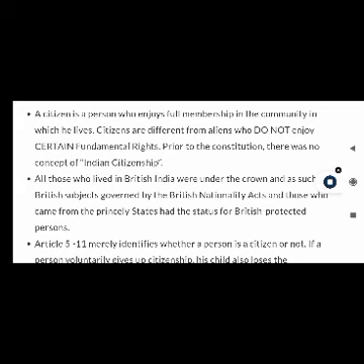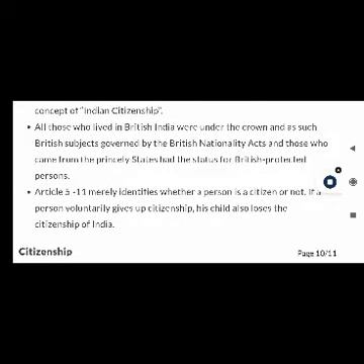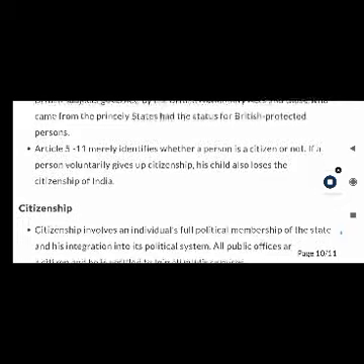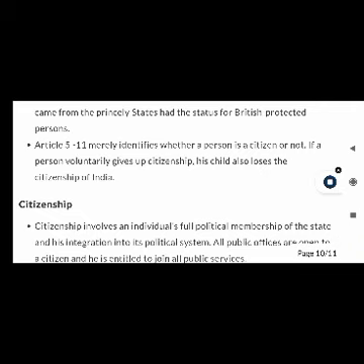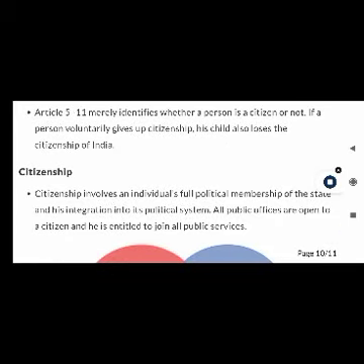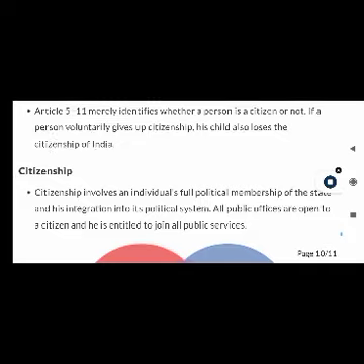Prior to the Constitution, there was no concept of Indian citizenship. All those who lived in British India were under the Crown and as such British subjects governed by the British Nationality Acts, and those who came from the princely states had the status of British protected persons. Articles 5 to 11 merely identify whether a person is a citizen or not. If a person voluntarily gives up citizenship, his child also loses the citizenship of India.